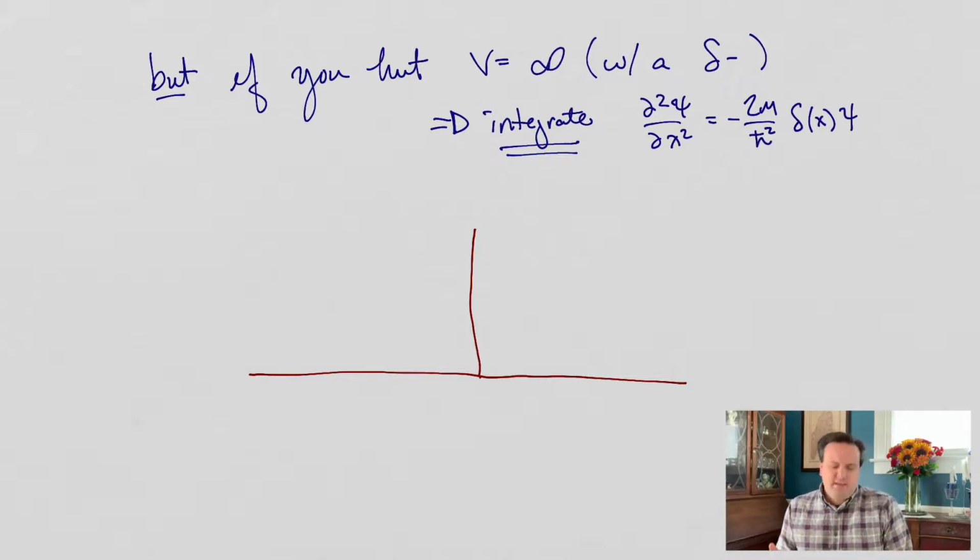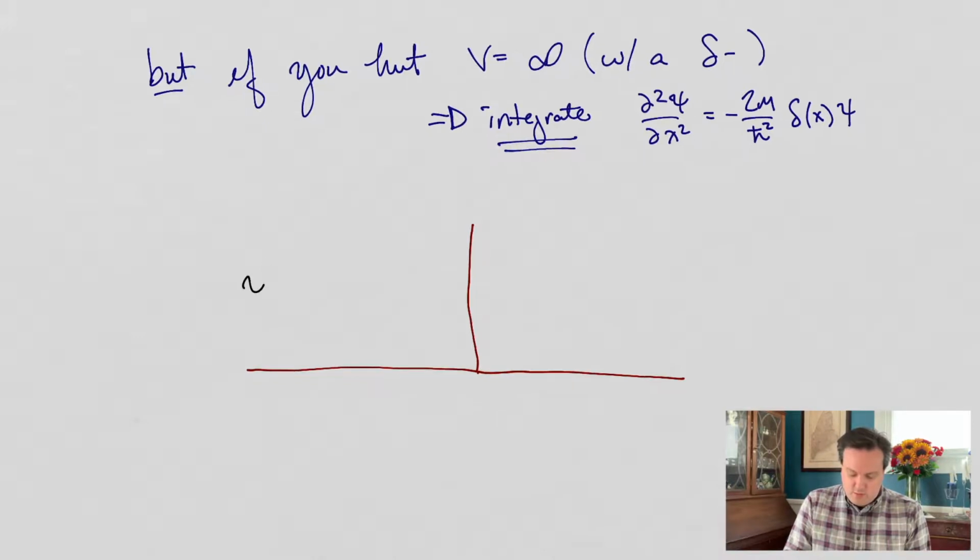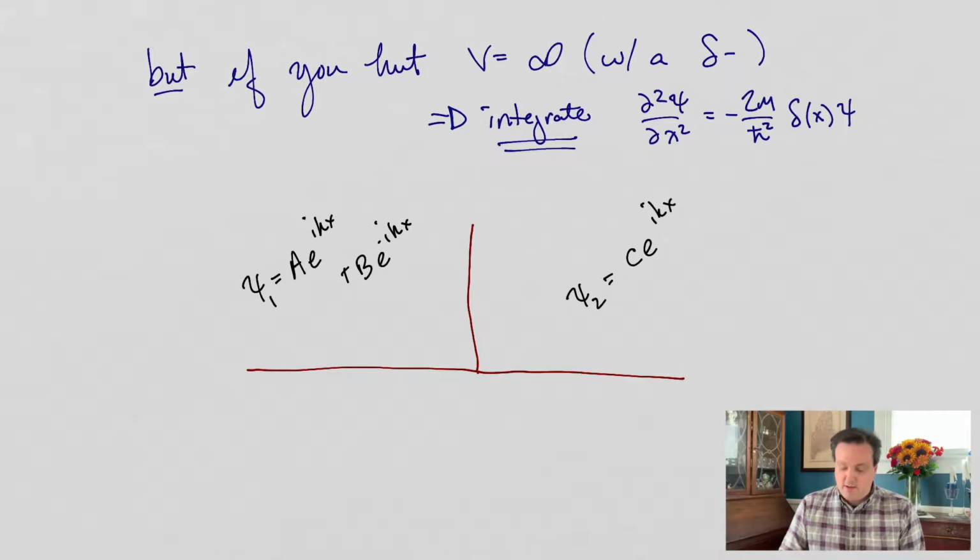Now, the one big exception to that is, of course, even if I'm doing this for scattering, right? I could have A e to the i kx plus B e to the minus i kx over here, and psi 2 is equal to C e to the i kx over here. I can do this for even delta function barriers or delta function wells, right? I can still do this sort of scattering problem here.